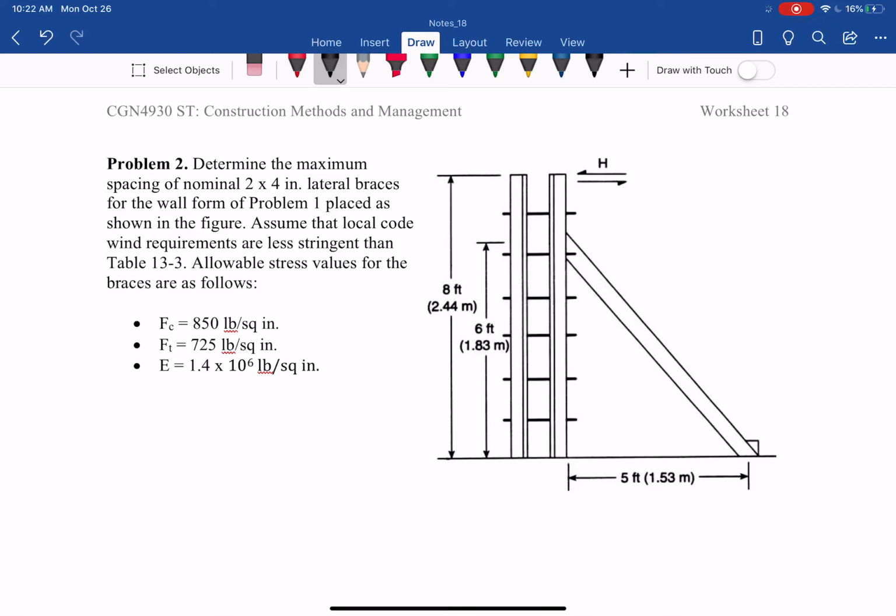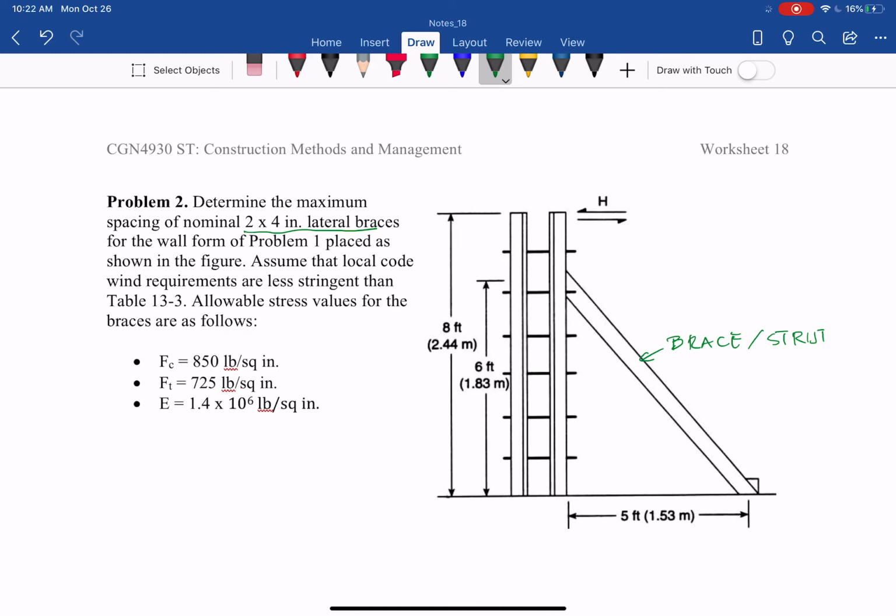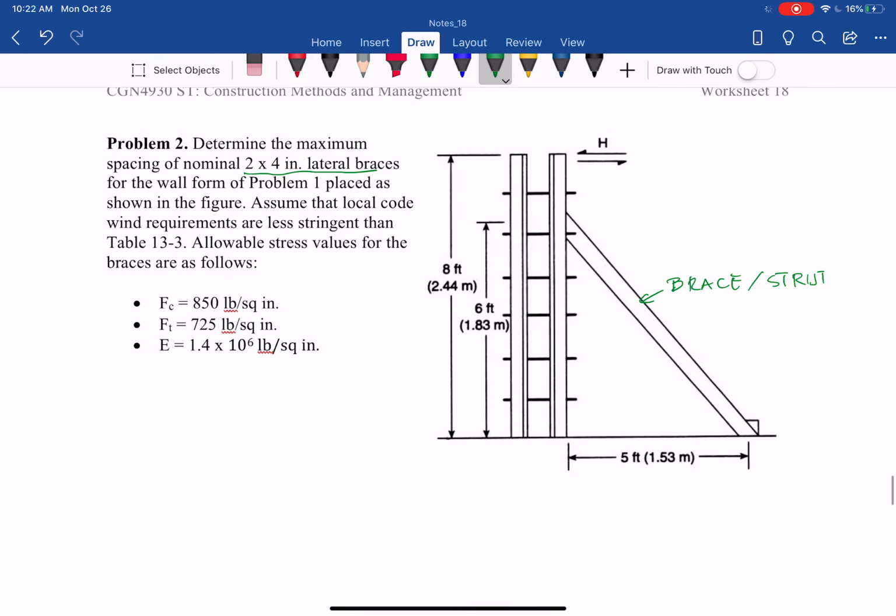Problem 2. Determine the maximum spacings of the nominal 2 by 4 inch lateral braces. So this is the brace or strut. For the wall form of problem 1, placed as shown in the figure, assume that the local code wind requirements are less stringent than Table 13.3. And the allowable stress values for the braces are as follows.